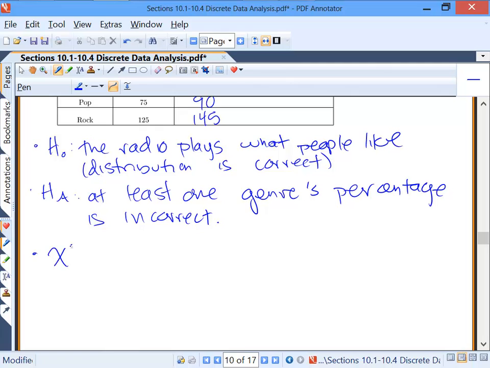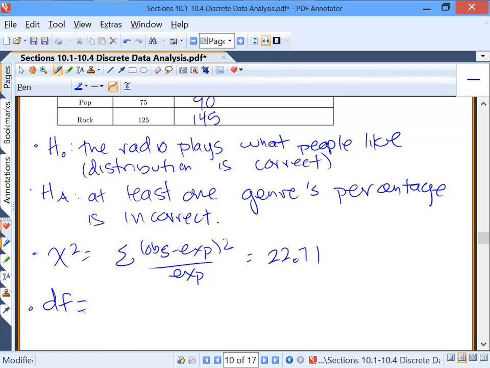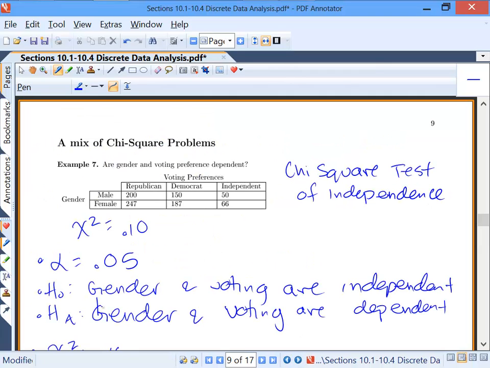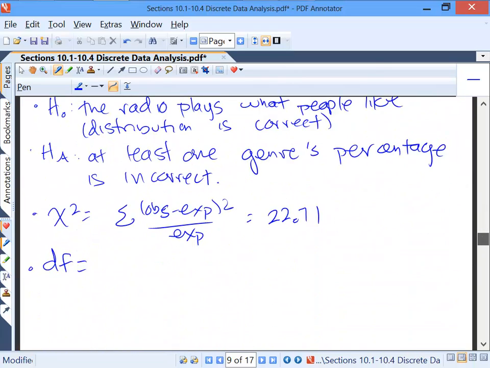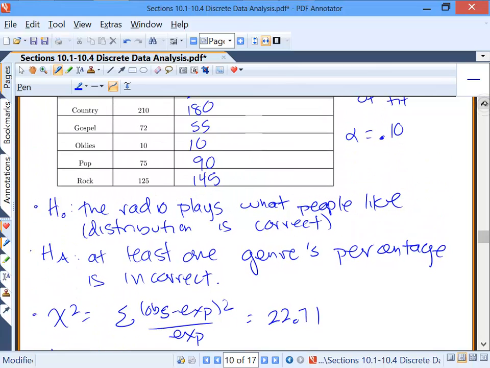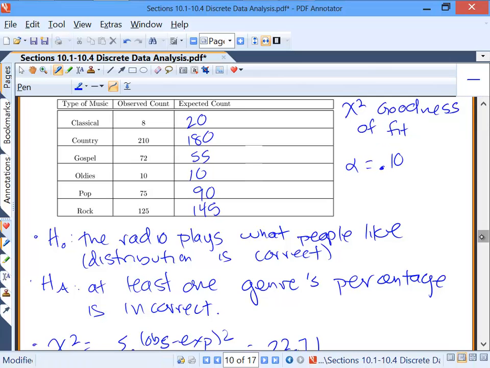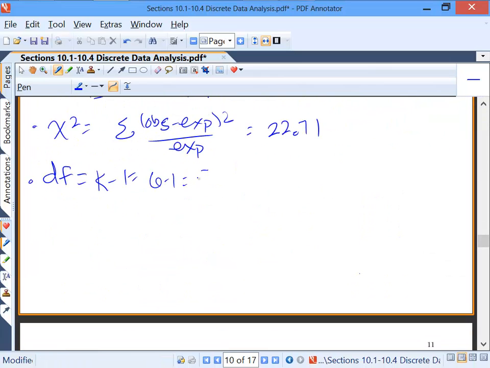Okay, our test statistic, again, would be observed minus expected squared divided by expected, and if you do the work, that ends up being 22.71. Degrees of freedom. What is the formula for degrees of freedom for this test? K minus 1. Okay. Where K is the number of groups. So how many groups did we have? How many different genres? Looks like 6. So 6 minus 1 is 5.